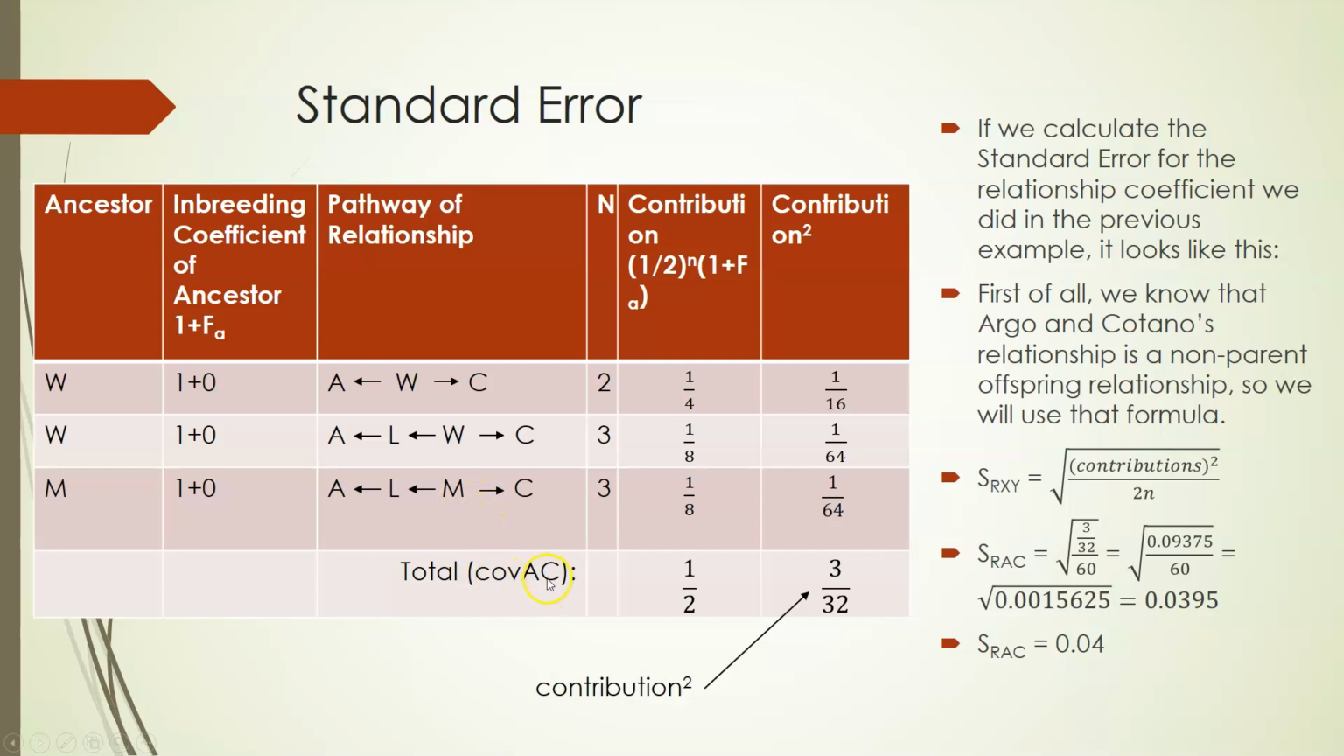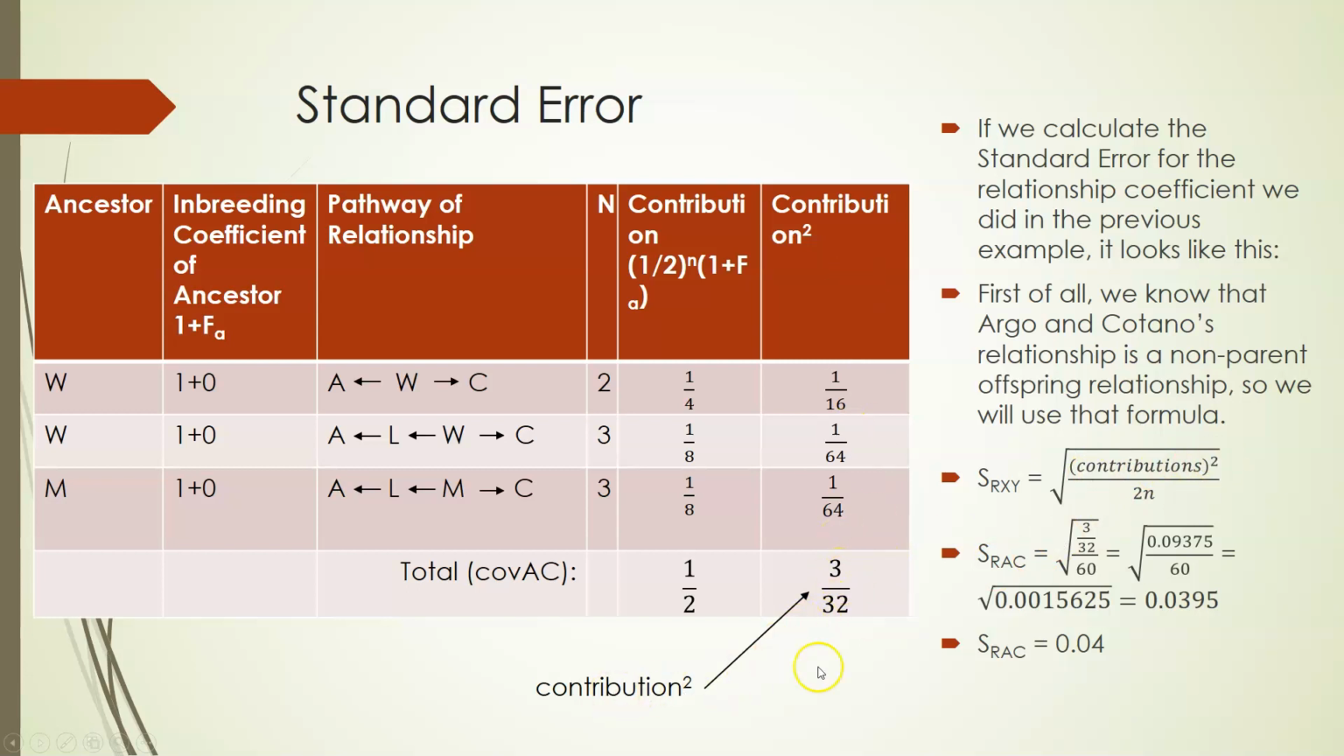Okay, so this is where we're going to look at basically the standard error for that. So the relationship covariance for A and C, we calculated the contribution to be 1/2. Well, this second column here is basically we take this number and we square it and we put it right here, for all the different pathways. And then we add them up. As you can see here, it says contribution squared. We already did that by doing this in the column.